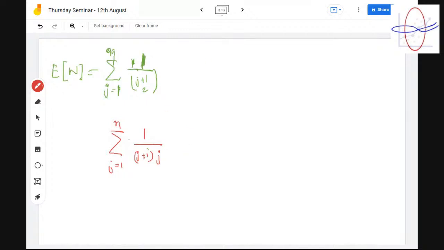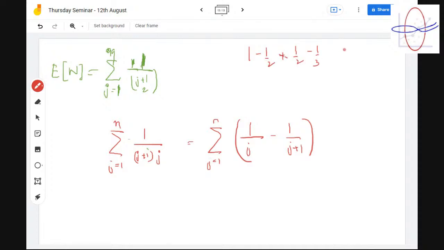Can you do this? There is something called a telescopic sum. 1 by j minus 1 by j plus 1. Right? So it's like this: 1 minus half plus half minus 1/3 plus and so on, up to 1 by n minus 1 by n plus 1. So all this will get cancelled. So it will be 1 minus 1 by n plus 1.